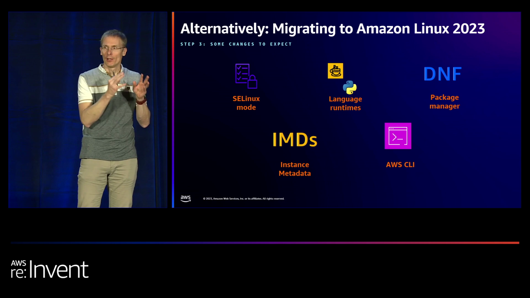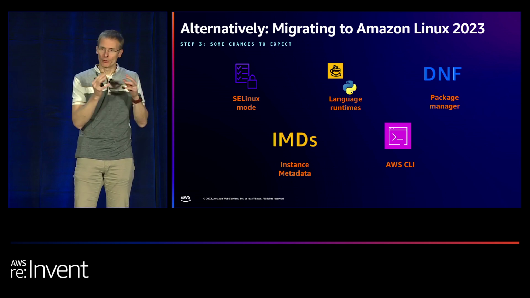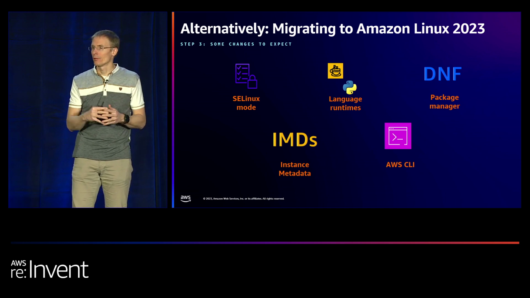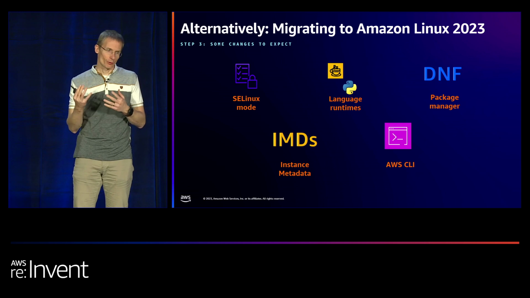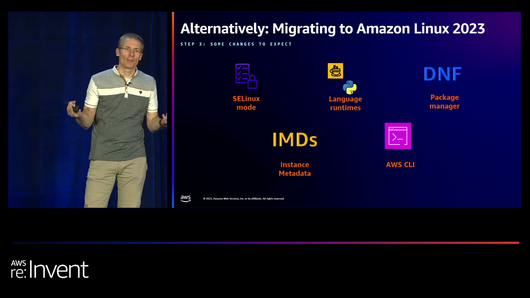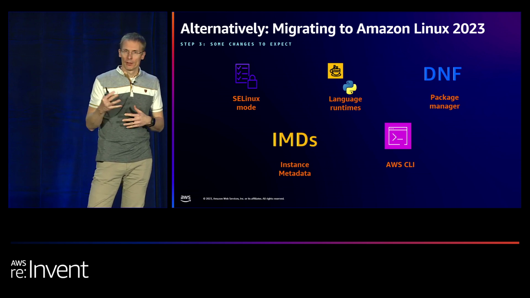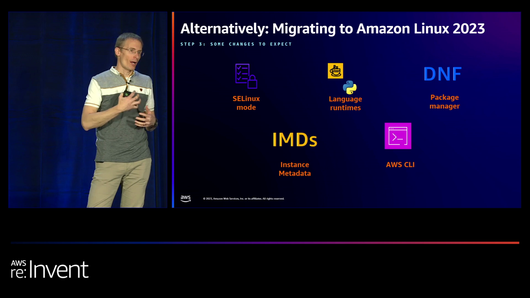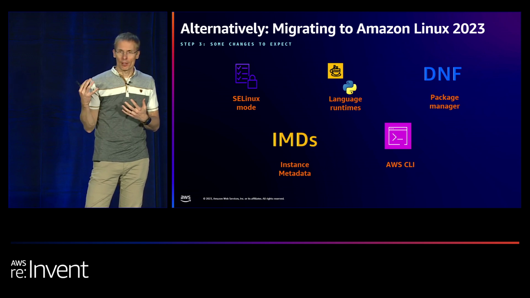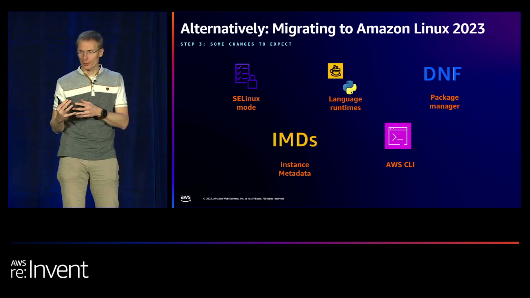IMDS v1 is not by default available on Amazon Linux. So if you use the standard AMI, it's going to automatically configure your instance to have IMDS v2. So keep that in mind. And last but not least, we have included the latest version of the AWS CLI. Usually we go to great lengths to prevent API changes that are incompatible, so this should just run smoothly.